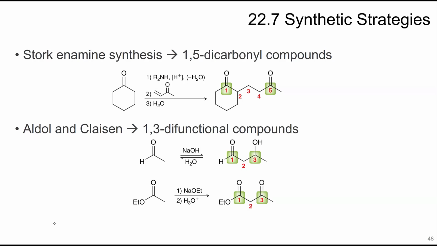So your different synthetic strategies. A Stork enamine synthesis will produce a 1,5 dicarbonyl compound. So the Stork enamine forms the enamine. We get an alpha beta unsaturated addition, and then we add water to that to get a 1,5 dicarbonyl. Aldehydes and ketones have 1,3 difunctional groups. The aldol will give you the 1,3 or the beta hydroxy ketone, or beta hydroxyaldehyde. If you heat that, then you get the alpha beta unsaturated carbonyl. The ester will give you a 1,3 or beta keto ester.